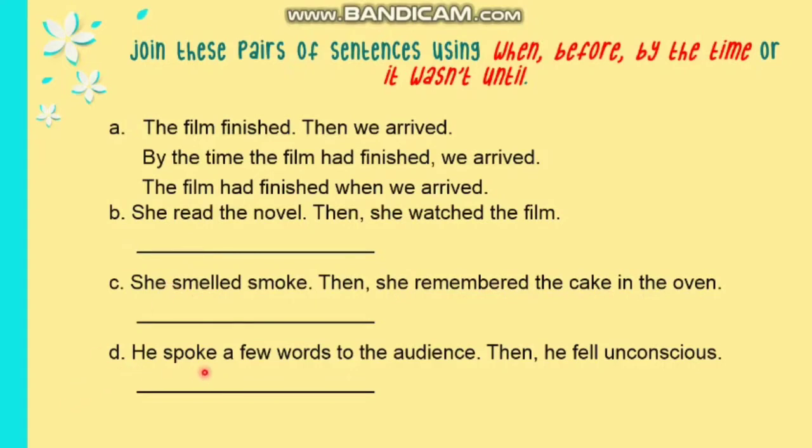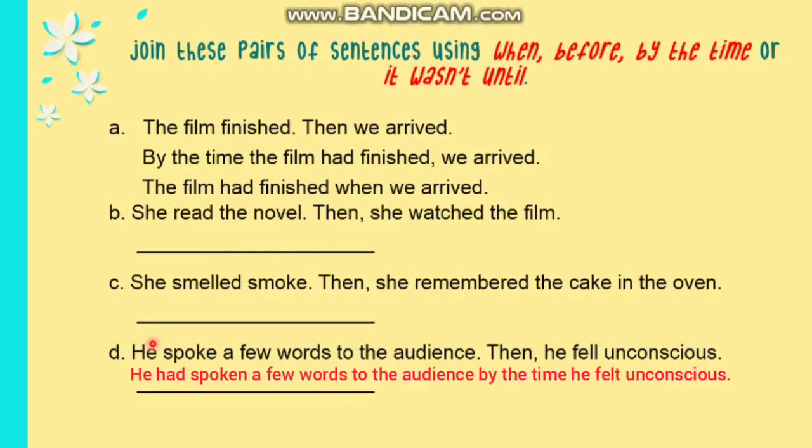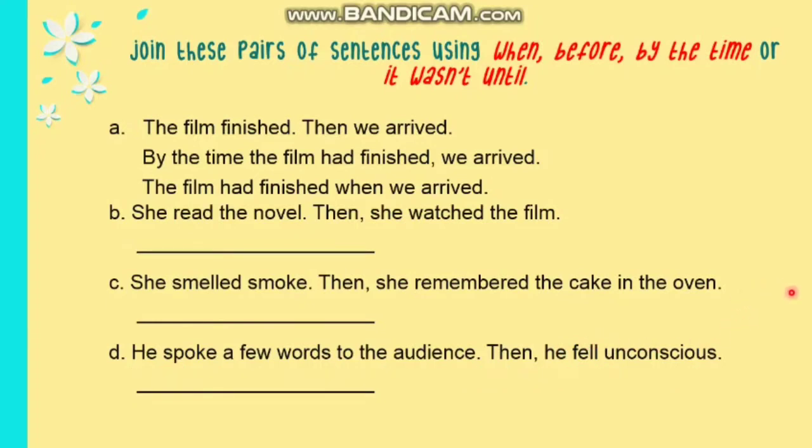D, he spoke a few words to the audience, then he fell unconscious. Berarti yang mana yang duluan? Yang duluan adalah yang ini. Maka ini kita akan ganti ke dalam past perfect. He ditambah had, spoke, verb tiganya adalah spoken. He had spoken a few words to the audience. By the time he fell-nya ini masih dalam verb 1. Kita ganti, let's change it into the past verb menjadi he fell unconscious. Okay, let's see the other examples.